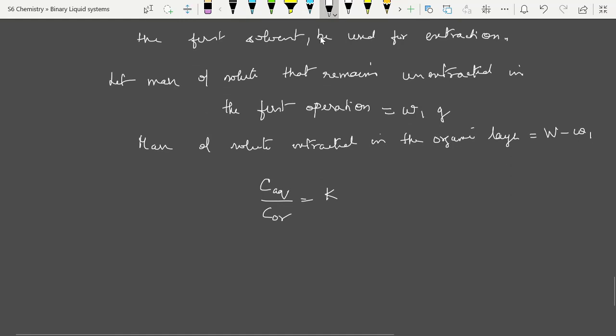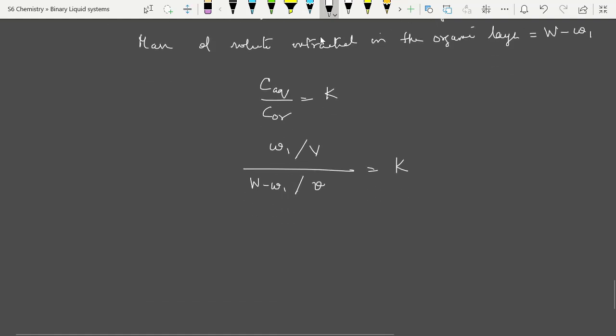So, C in the aqueous layer is W1, the mass, divided by the volume, which is capital V. And the concentration in the organic layer is capital W minus W1, which is the mass, divided by the volume, small v. This is equal to K. K is the distribution coefficient. So, rearranging, we will get W1 is equal to W into KV divided by KV plus v.